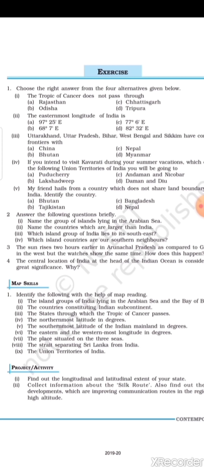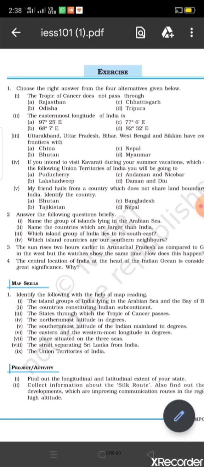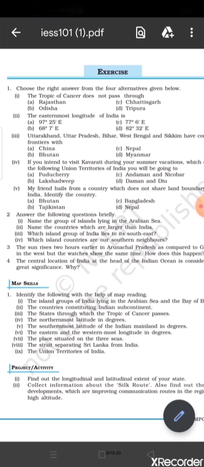And I think everybody knows the answer of this question. And the answer is Russia, Canada, China, USA, Brazil, Australia. These are the countries which are larger than India. Next is, which island group of India lies to its southeast, means in Bay of Bengal, that is Andaman and Nicobar Island lie in the southeast direction, and on the southwest direction Lakshadweep Island.